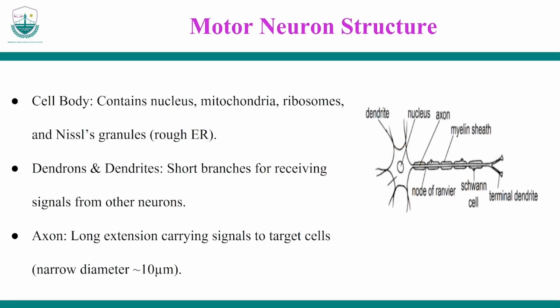So the cell body contains the nucleus, mitochondria, and other organelles, for example, the ribosomes that are very important in protein synthesis. Okay, and then the rough endoplasmic reticulum. And then we have the dendrons and then the dendrites. The dendrons are the ones that give the extensions called the dendrites. These usually can receive impulses or signals from other neurons, and basically this is where the relay neuron will come in. Okay, the axons are usually long and they carry the impulses to the target organs.